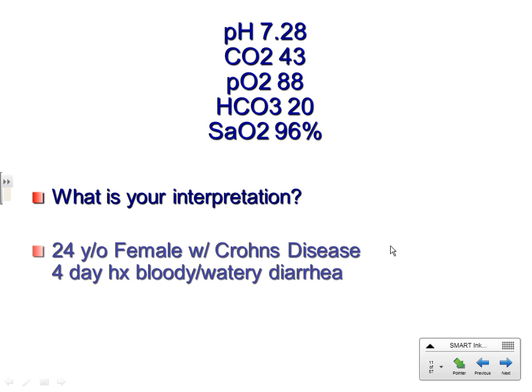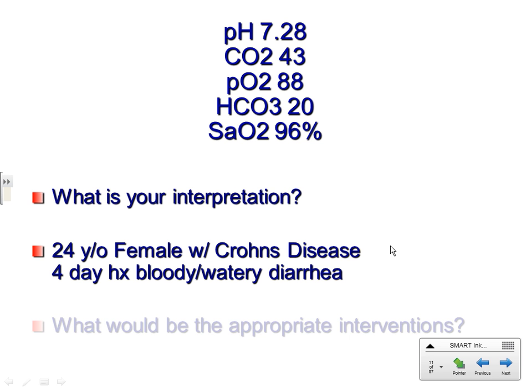You have a 24-year-old female with Crohn's disease and a 4-day history of bloody, watery diarrhea. So what are you going to do for this patient? Imodium or some other medication to stop the diarrhea. What else? IV fluids for fluid replacement. What else? Pain medication.